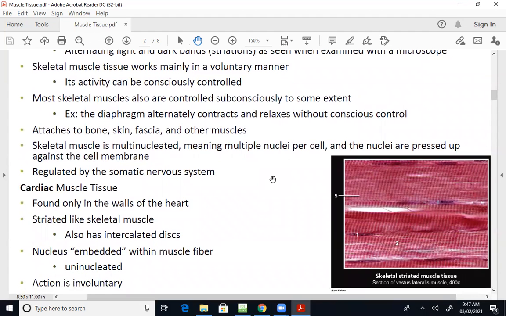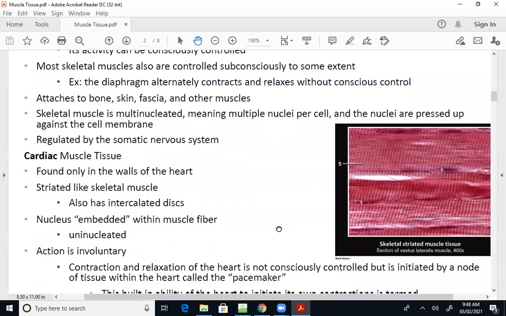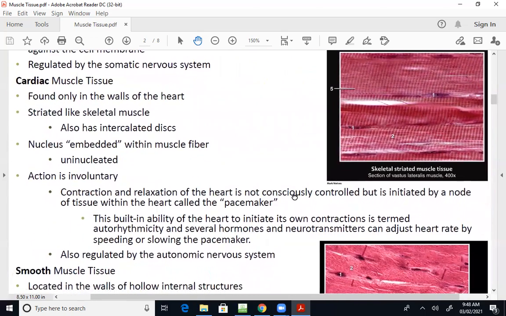Another key feature of skeletal muscles is that it is multinucleated, meaning each cell has multiple nuclei. If you look at this picture, you can see where the number one is in a couple spots. Those are flattened nuclei, and each cell, which you can see here would be one cell, here would be another, has many of them. The nucleus is typically going to be pressed up against the plasma membrane. We'll see a picture that really shows that here in a couple slides. And I've already mentioned it's regulated by the somatic nervous system.